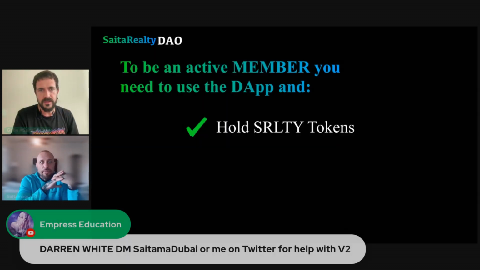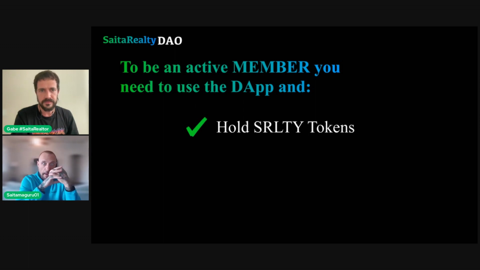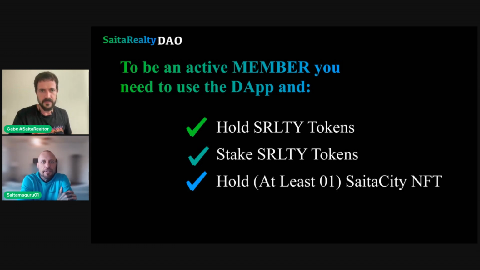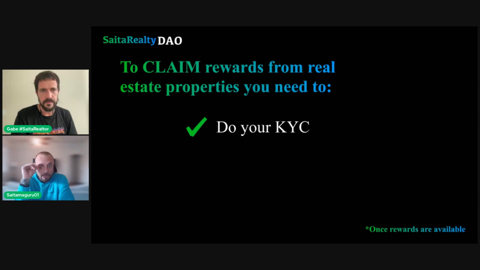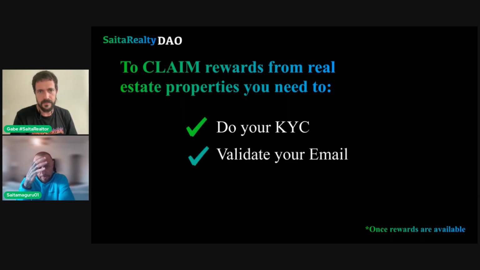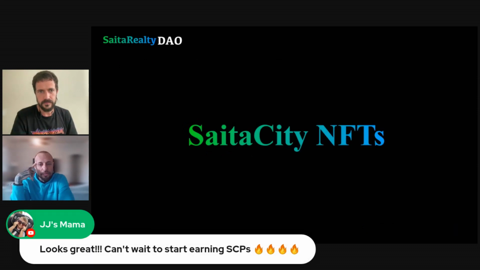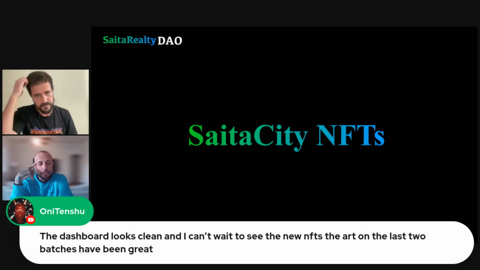So to be an active member, use the DApp and hold SaitaRealty tokens, stake your tokens, hold at least one Saita City NFT. Like I said, we have the 2 out now, but we will put out some more. Do your KYC to claim your rewards for the real estate property. You need to, of course, do the KYC and validate your email. That in itself gives you the 5-star that you need in order to be eligible for the revenue distribution.